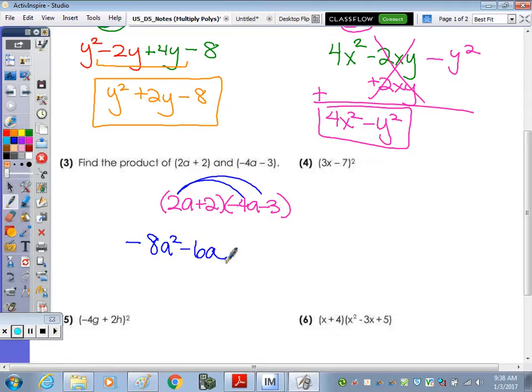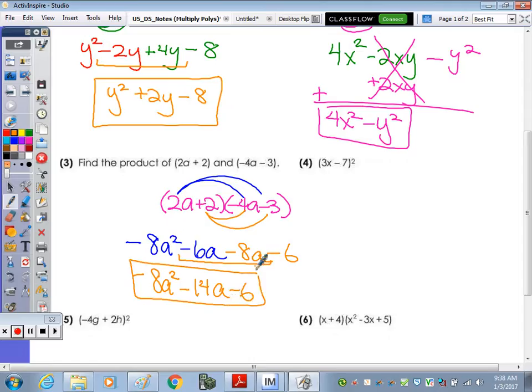Now distributing the 2 through. I'm going to write it all left to right. 2 times negative 4a is negative 8a, and 2 times negative 3 is negative 6. The only like terms are the a's, which are right in the middle. So bring down the negative 8a squared. Combining these two, negative 6a and negative 8a, when you're adding, you only change the coefficient in front, so negative 14. The a stays the same, and then minus 6.